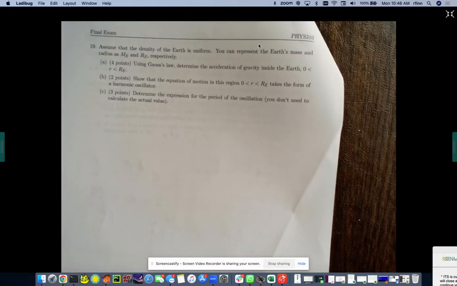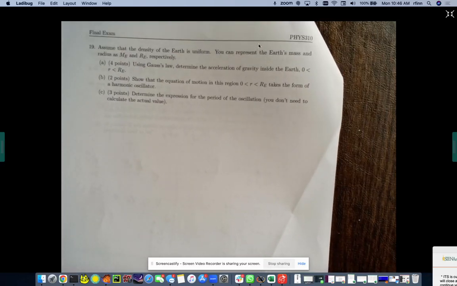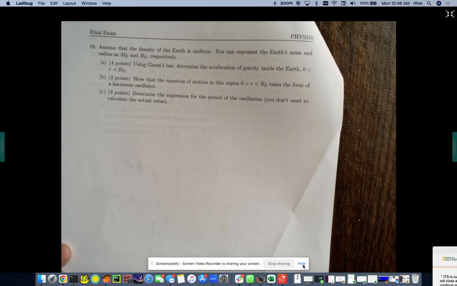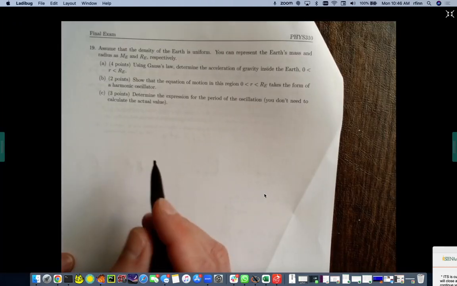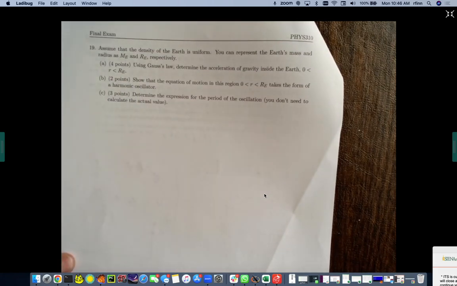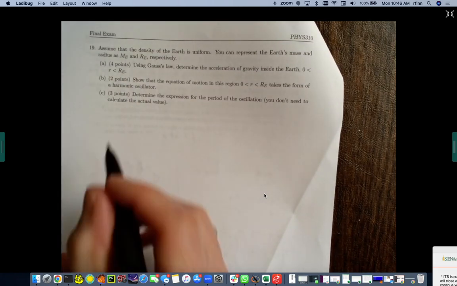Okay, we're going to do the problem of calculating the gravitational field inside the Earth if the Earth is of uniform density. So first part, use Gauss's law to determine the acceleration of gravity inside the Earth.